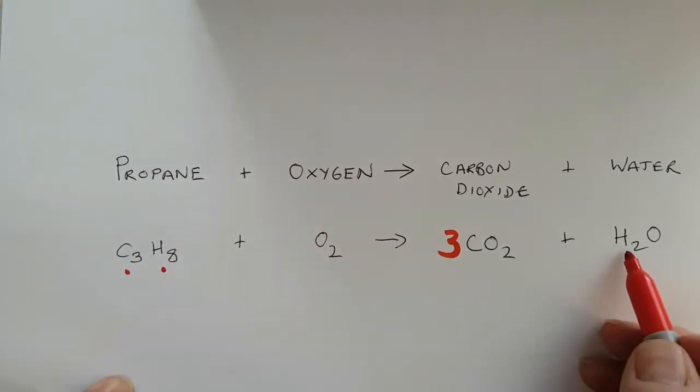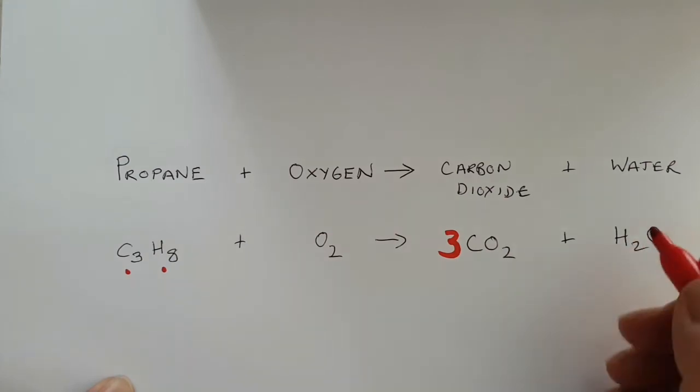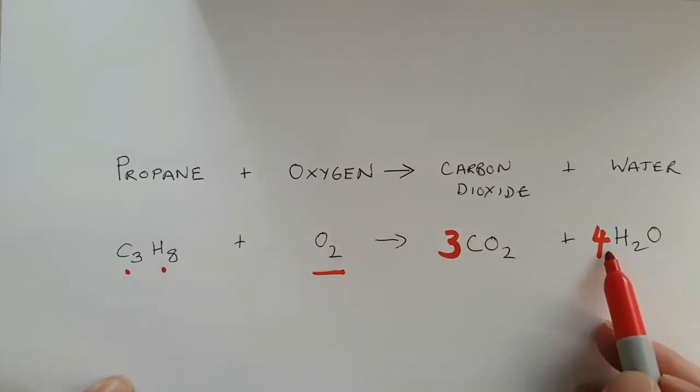The hydrogens, remember, make the water. Now in water, for every molecule of water, there are 2 hydrogen atoms. So 8 hydrogen atoms is going to make 4 molecules of water. Now what we need to do is to deal with the oxygen, because we've now added more things. We've balanced up the carbon and the hydrogen on both sides, 3 and 3, 8 and 8.